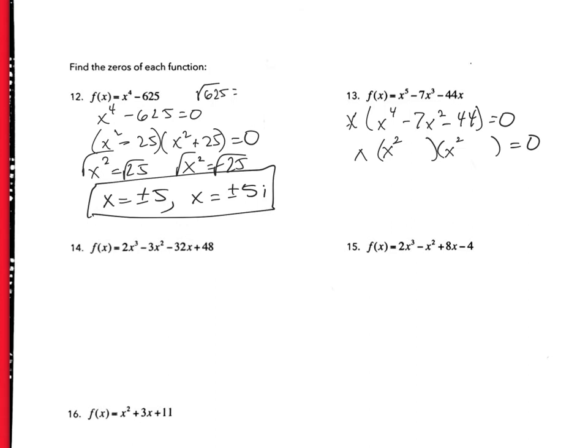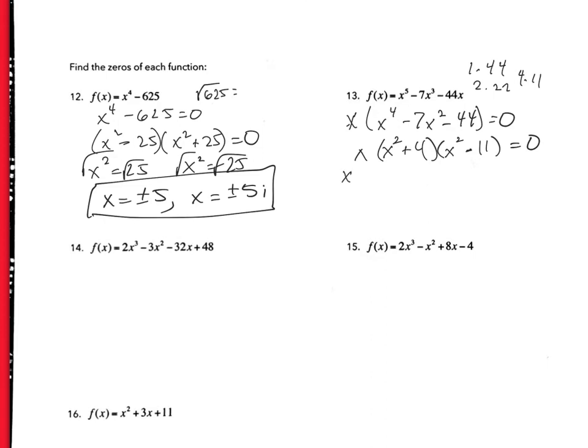44. 1 times 44, 2 times 22, 4 times 11. There we go. 4 and 11. This will give you 7. So we're going to have a negative 11 and a positive 4. That'll give us negative 7.